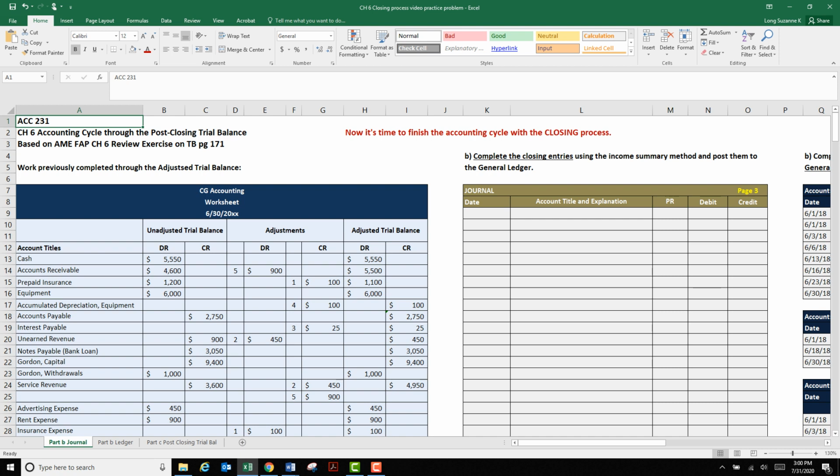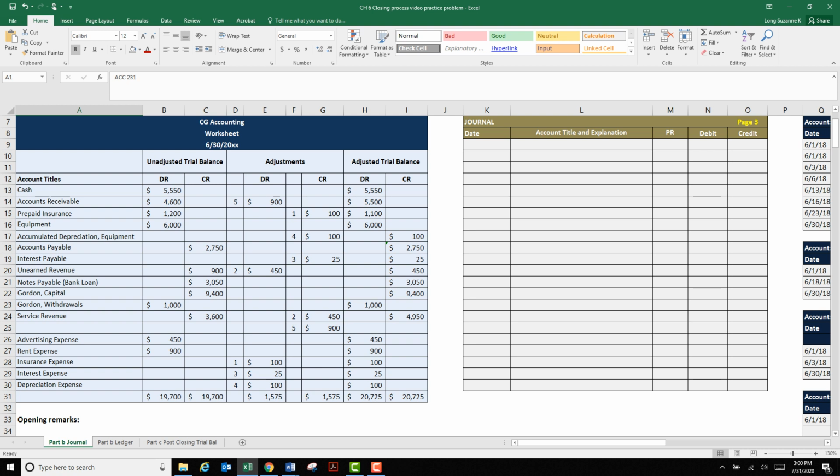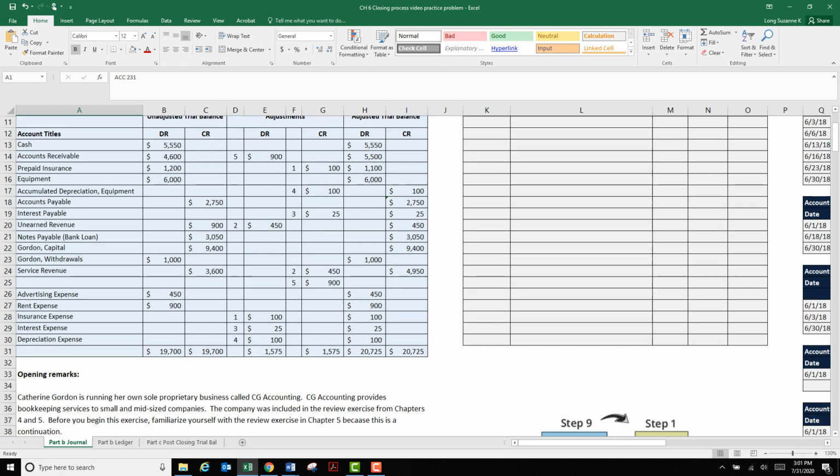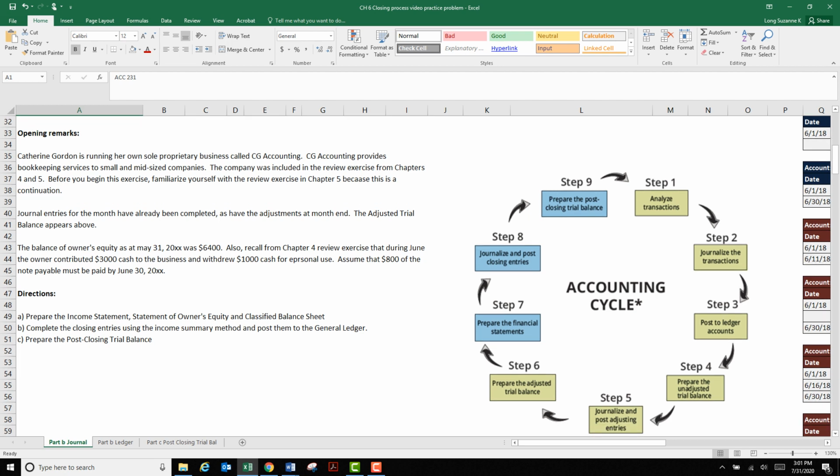Okay, so here's our note for today. Closing process. And here's where we've been: the worksheet with adjustments and the adjusted trial balance. So this is where we're at now: adjusted trial balance, and then closing entries, and then post-closing trial balance. And let's see what we're told in the problem. You always want to read the problem and see what you've got there.